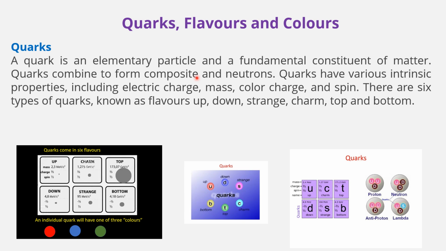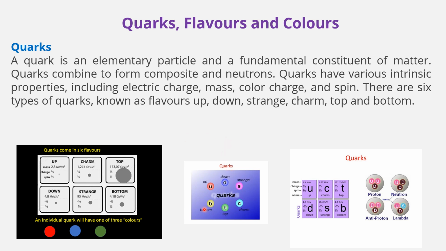A quark is an elementary particle and a fundamental constituent of matter. Quarks combine to form composite particles such as protons and neutrons. Quarks have various intrinsic properties including electric charge, mass, color charge, and spin. There are six types of quarks, known as flavors: up, down, strange, charm, top, and bottom. This diagram represents the six types of flavors and the mass, charge, and spin of each flavor.